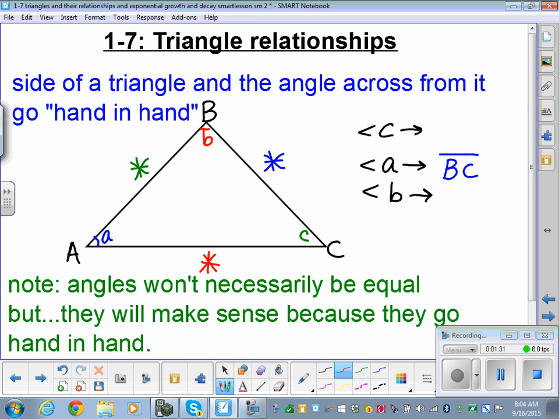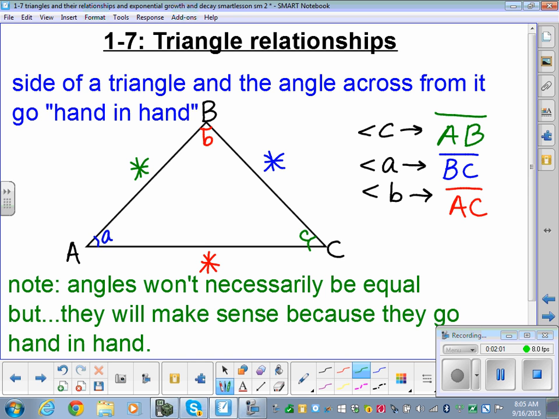Now look at angle B. Notice how it opens up on side AC. I even started it in red. So they go hand in hand, side AC. And then once again, angle C here opens up on side AB or BA. It doesn't really matter how you name it. So AB, and they go hand in hand. I color coordinated it for you.